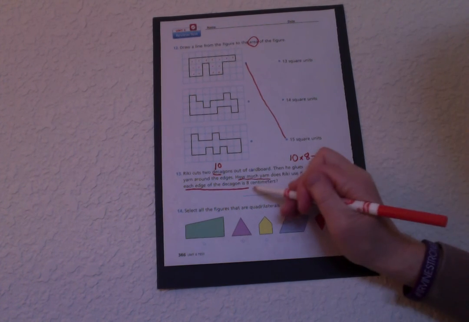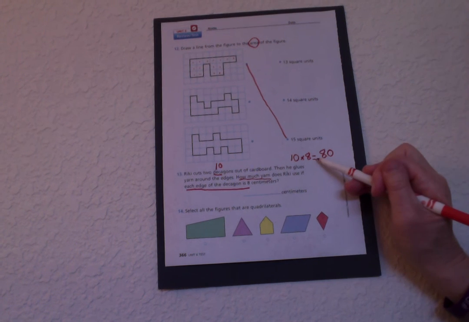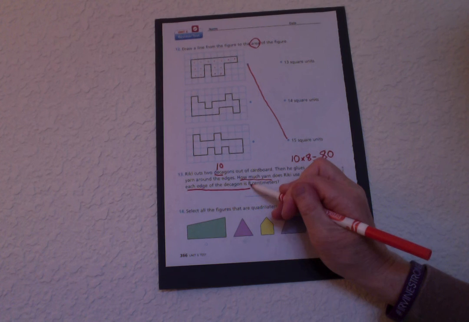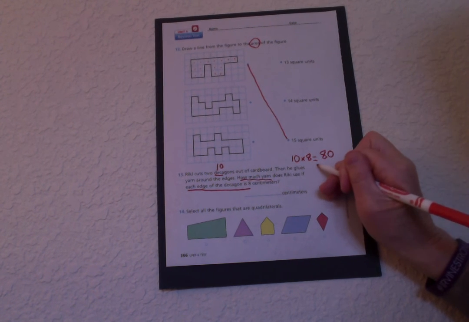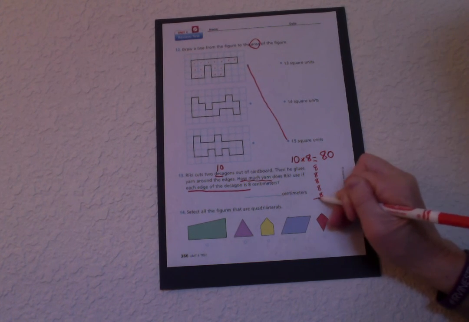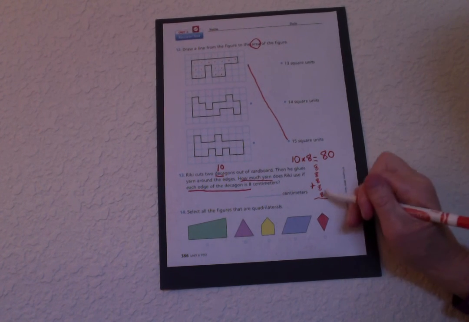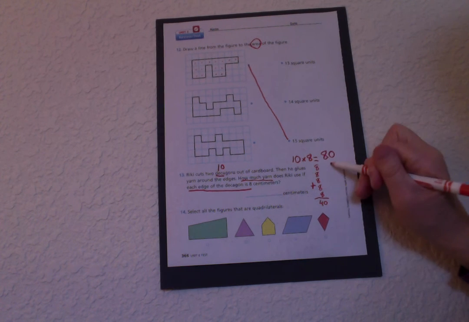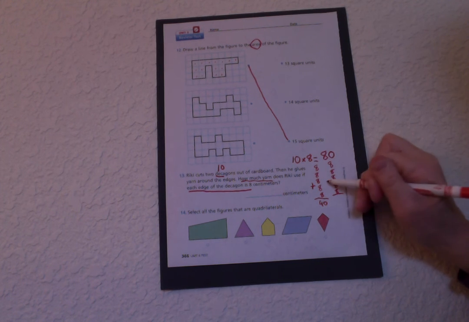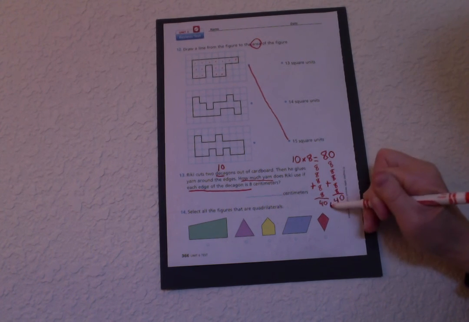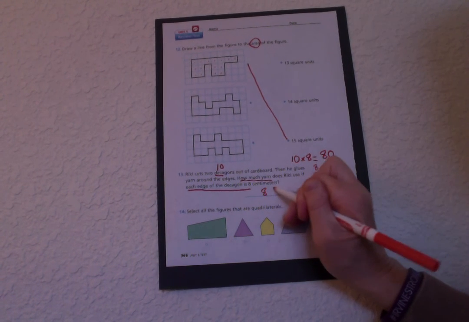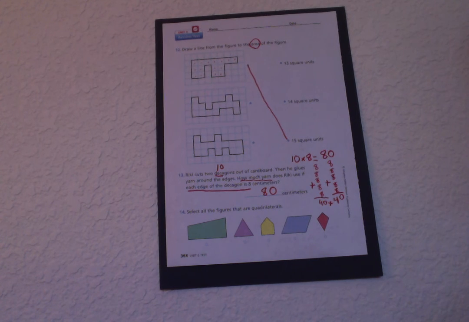I could also do repeated addition if I really wanted to, but I think you guys are pretty good with your multiplications of 10. But I could take 8 and I could add it up 10 times. 8 plus 8 plus 8 plus 8 plus 8. That would be my 8 times 5, right? That would be 40. Then I could do it again. 8 plus 8 plus 8 plus 8 plus 8. And then I could add 40 and 40, and that would get me to 80 as well. So 80 centimeters.